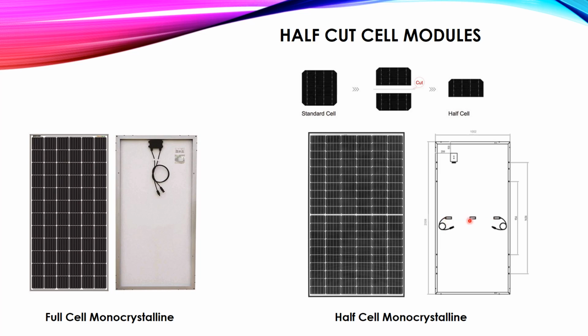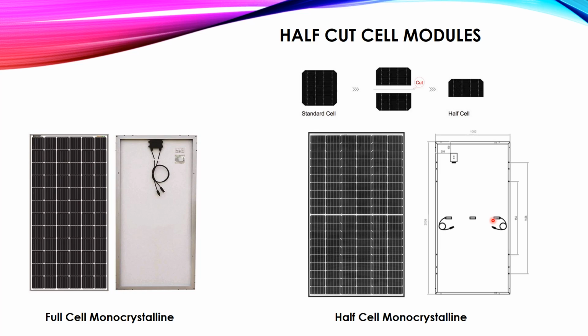This is another junction box, inside it a bypass diode, and this is another junction box. Okay, so you can understand the difference here. The first thing, we divided our cell into 2 equal halves. Then we divided our panel into 2 equal halves with half cells.